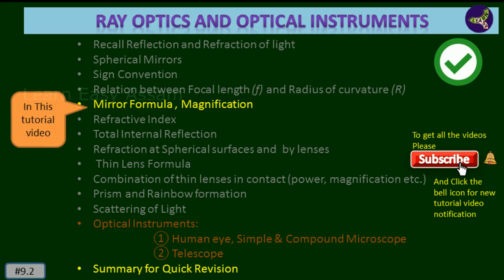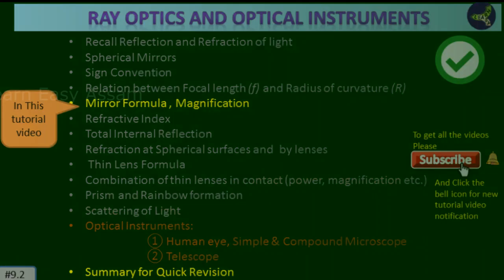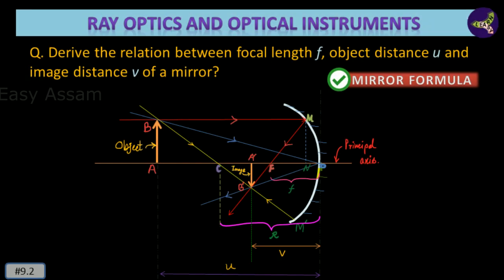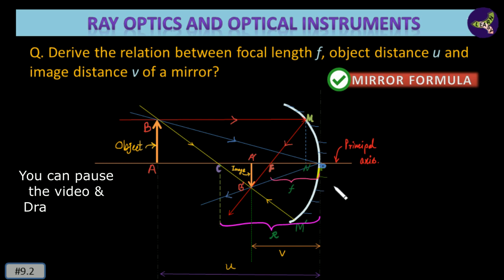So let's start mirror formula and magnification. In order to understand the mirror formula, we have to draw a diagram in this manner. You may get a question on the mirror formula as: derive the relation between focal length f, object distance u, and image distance v for a mirror. That is nothing but finding the mirror formula. So you have to draw this diagram.